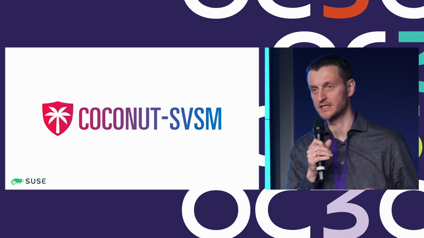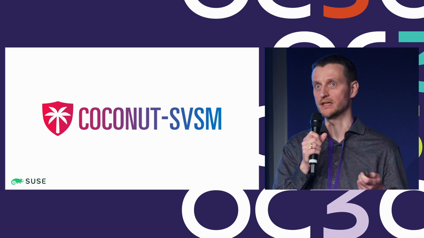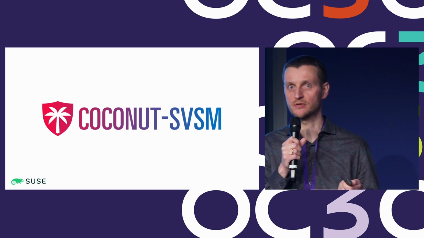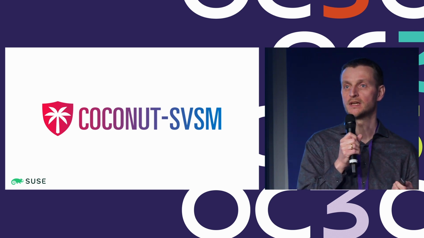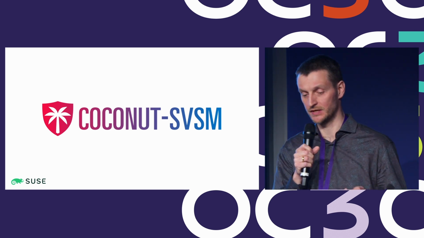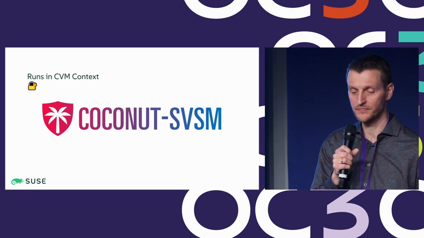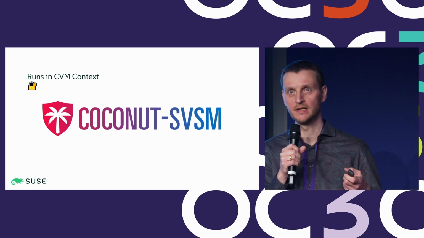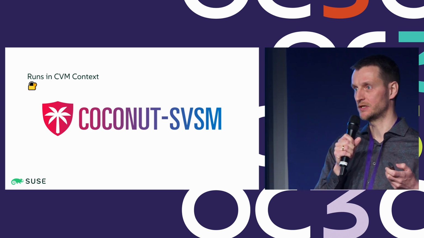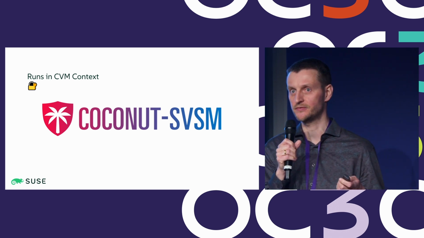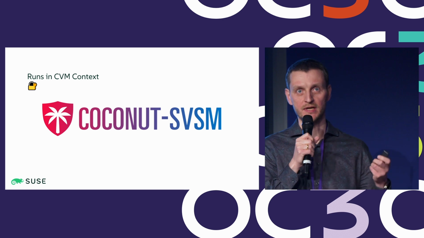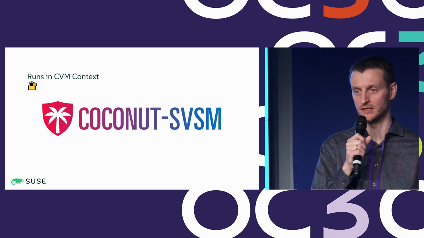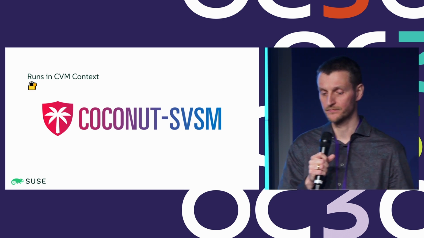So what is COCONUT-SVSM about? COCONUT-SVSM, in a nutshell, is a platform to provide secure services to confidential virtual machines. So how does COCONUT-SVSM achieve that? First of all, it runs in CVM context. So it's a piece of software that runs within the encrypted and protected context of the confidential virtual machine itself and is protected by all the guarantees that the trusted execution environment gives to software running within it.